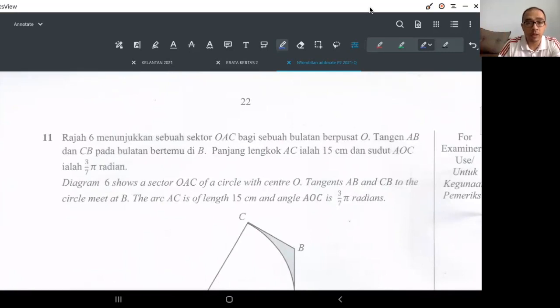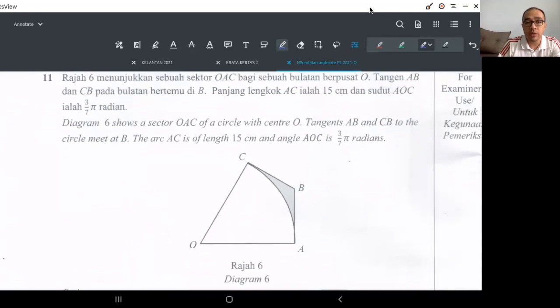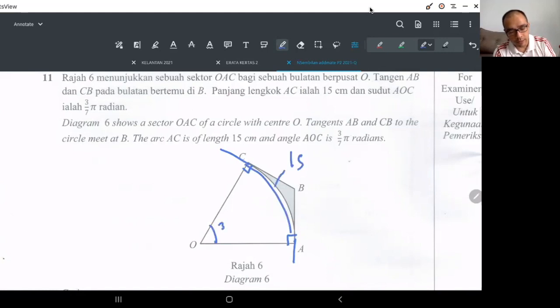Okay, the diagram shows the sector of OAC where circle center O, and tangents AB and CB meet the circle at B. So these are both tangents. This is a tangent, this is a tangent. So we know that this is 90 degrees, this is 90 degrees to the tangent, not to the curve. The arc is of length 15 cm, so this is 15 cm and the angle is 3/7 pi.